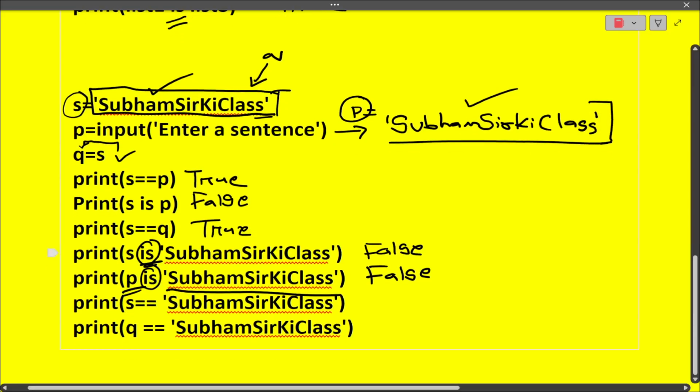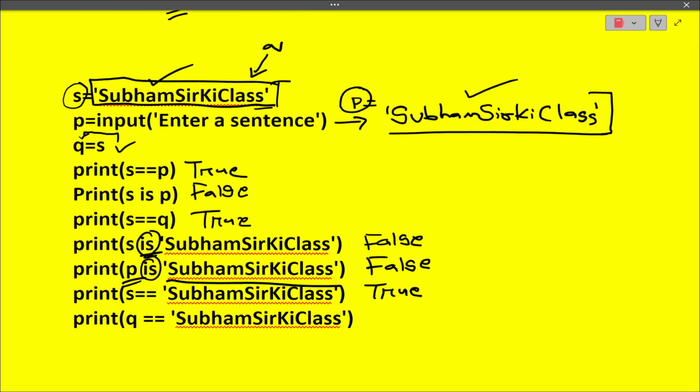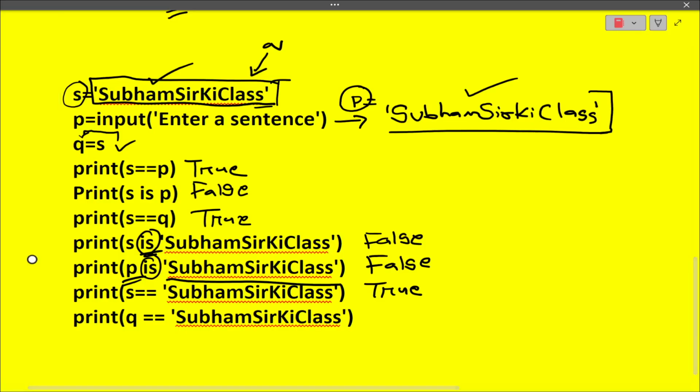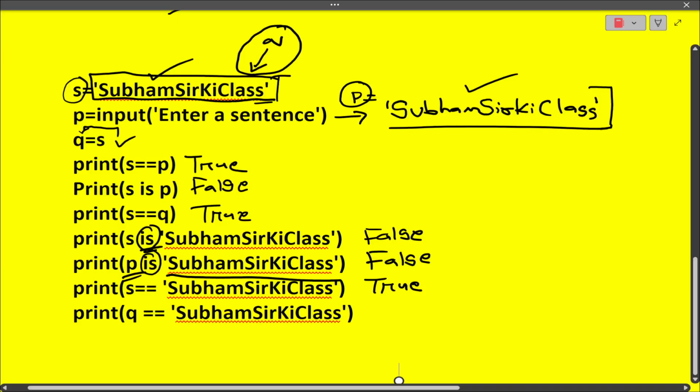Now talking about the last two, here it is saying S double equal to Shubham sir ki class or not. They check whether the value stored by S is equal to the value given or not. Obviously yes, absolutely it is true. They both have the same value. And talking about the last one, Q is also sharing the memory with S and it is storing, can you see this part that I have just circled, it has also stored Shubham sir ki class as the value in it. And it is absolutely equal to Shubham sir ki class. The values are definitely equal to one another, so it will result in true.